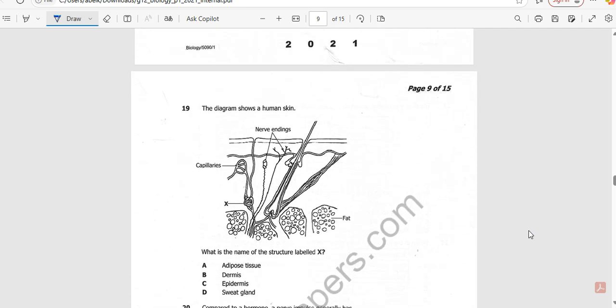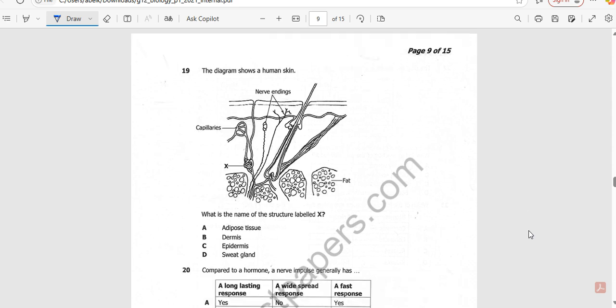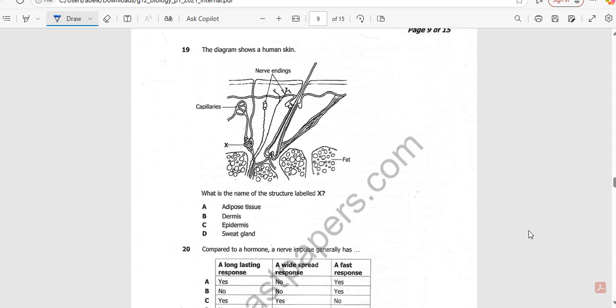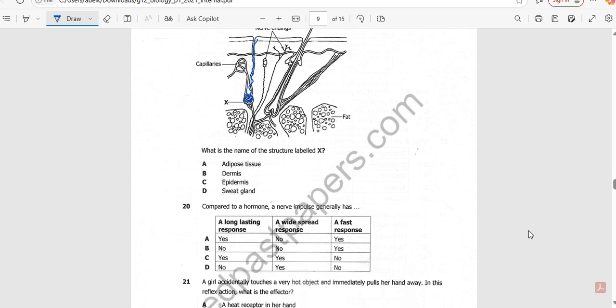The diagram shows a human skin. Nerve ending. Okay. So what is the name of the structure labeled X? You need to check what is happening here. So here you go out, you find that you have the sweat pores here. What makes sweat pores are called the sweat glands.